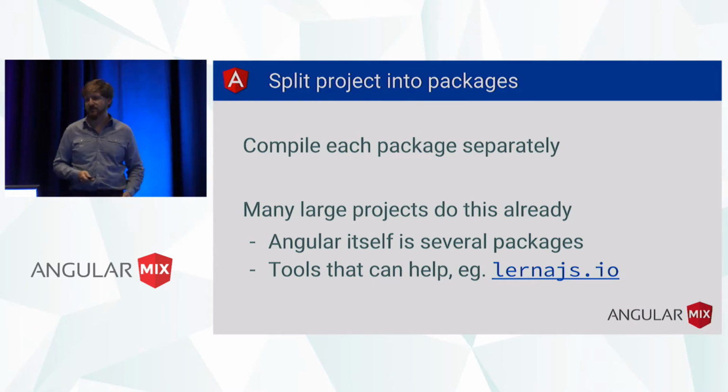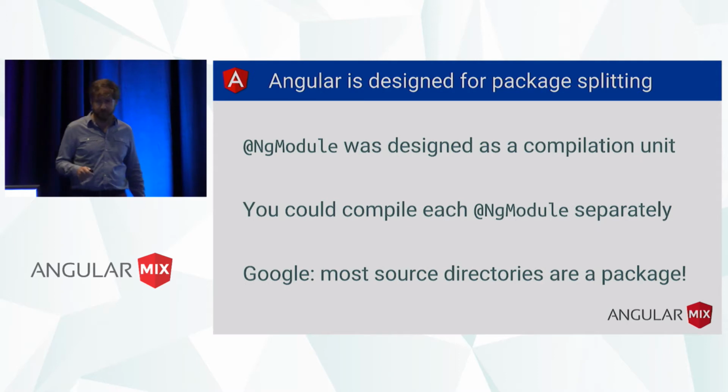Angular has several packages, and then there are these tools you can use to help you with the workflow that comes along with splitting up into multiple packages. And we knew this from the beginning. When we developed the Angular ng module inside of Google, we were already going to be using it to split packages. And so not only is ng module the unit of code reuse in Angular, but it's also the smallest thing that you could compile.